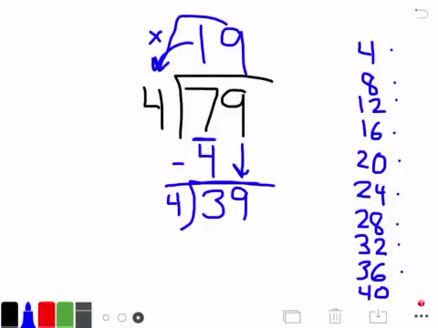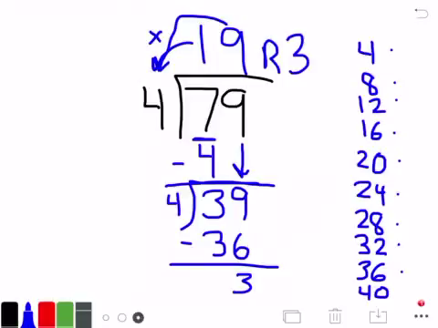9 times 4 again, 36 to figure out the difference. I subtract 39 minus 36, and my remainder is 3. 19 with the remainder of 3.